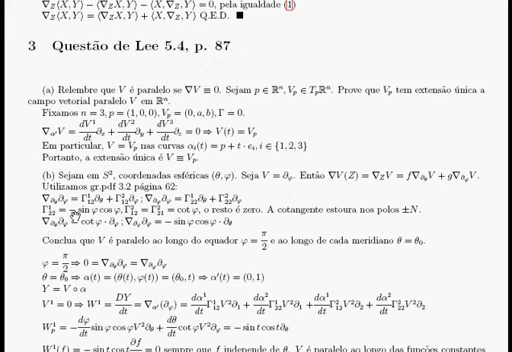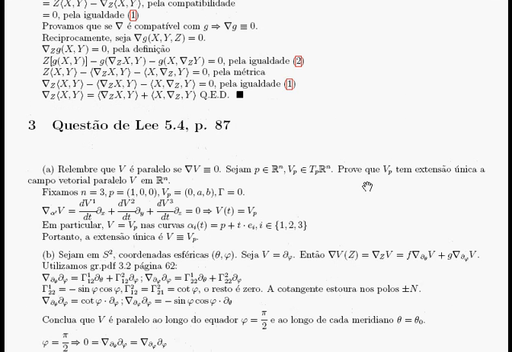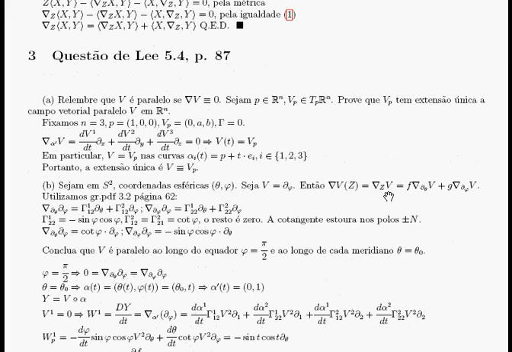Letter B. Let p be in S2, with spherical coordinates theta, phi. Let V be equal to the canonical partial phi. Then the connection of V applied to Z is equal to F times the connection of V over partial theta plus G times the connection of V over partial phi. So we have F and G. Who is F and G?